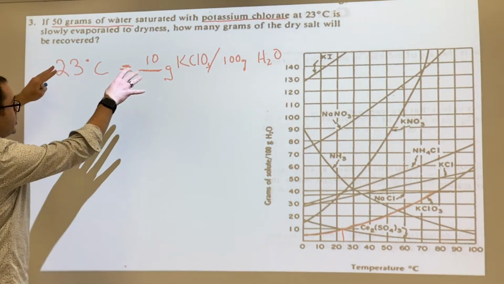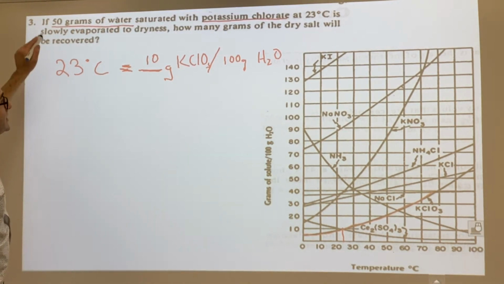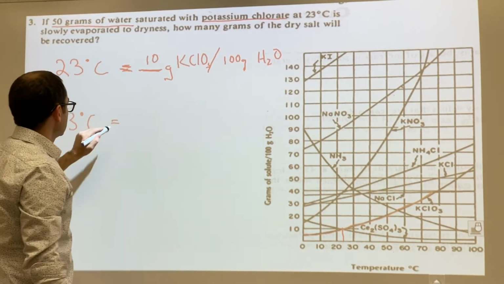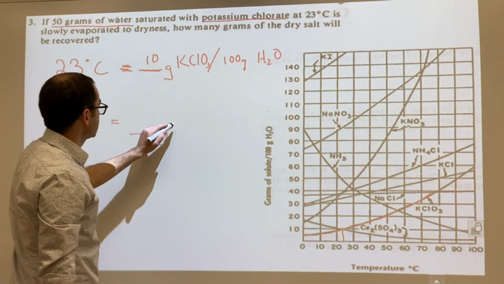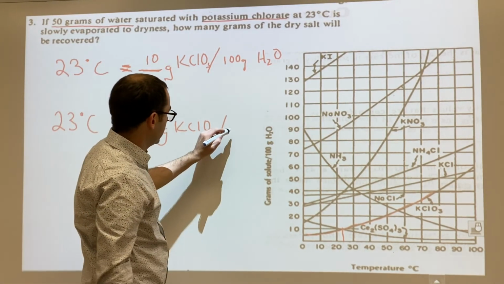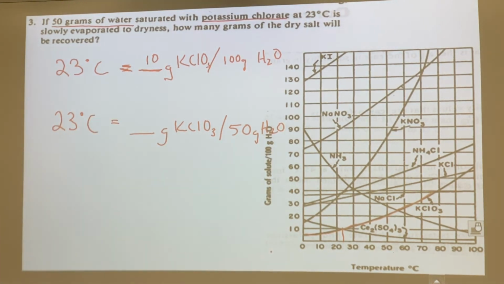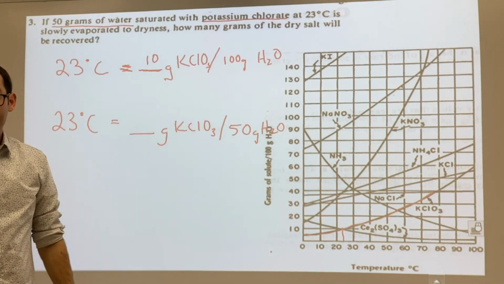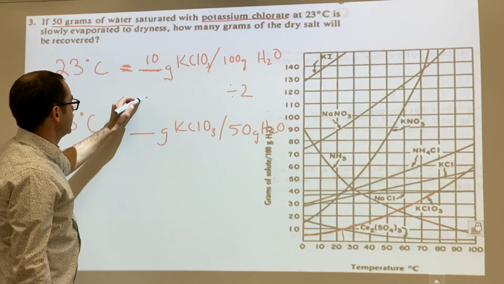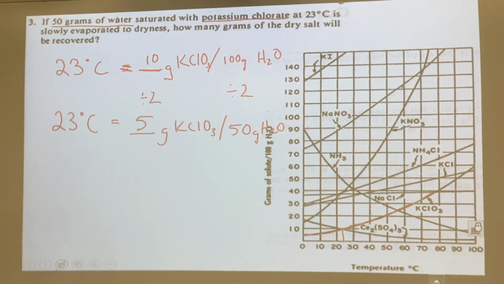So this is the original. Now we're going to do this how it changed for the actual problem here. Did the temperature change? No, so it's still 23 degrees Celsius. We're looking for this. And now what's the amount of water? 50 grams of H2O. How did you go from 100 to 50? Divided by 2, right? Exactly. So we just divide by 2. So we're going to take this number, divide by 2, and that would give us 5 grams. Yeah, exactly. All right.